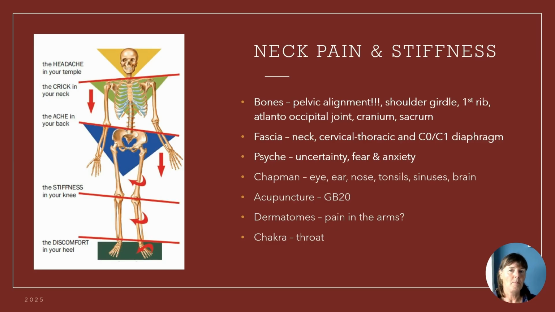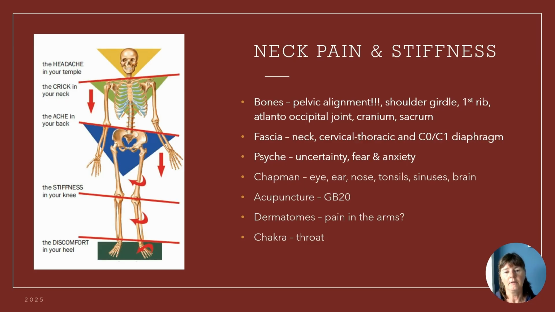Once the bones of the pelvic ring, the shoulder girdle and the neck vertebra have been treated, the fascia of the neck will definitely benefit from being looked at, but also the two fascial diaphragms, the cervical thoracic transition and the C0-C1 fascial diaphragm. These are vital to treat, along with the other fascial diaphragms mentioned previously, if any trauma is involved.